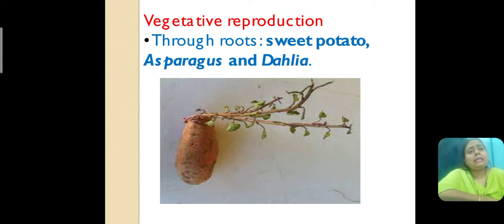Now, let us see some examples of vegetative reproduction. See the slide, students. This is the slide of a sweet potato, where the roots are able to give rise to a new plant. The same type of vegetative reproduction occurs through roots in case of asparagus, dahlia, etc.